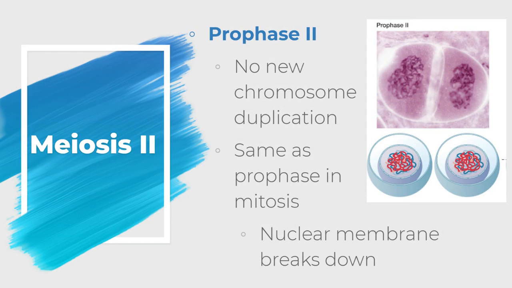Now these have the same exact steps. We have prophase, metaphase, anaphase, and telophase, but in meiosis 1, they were prophase 1, metaphase 1, anaphase 1, telophase 1. Now in meiosis 2, it's prophase 2, metaphase 2, etc. So in prophase 2, we do not have the replication of chromosomes, right? But we are going to have the nucleus break down, and we are going to have the chromosomes form. So this is exactly the same as prophase in mitosis.